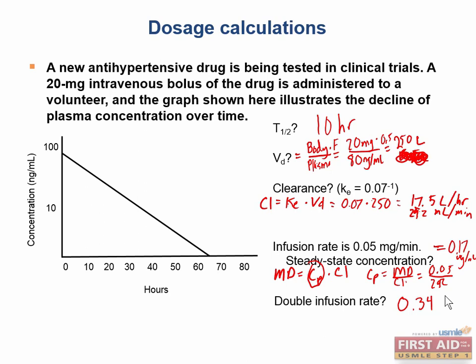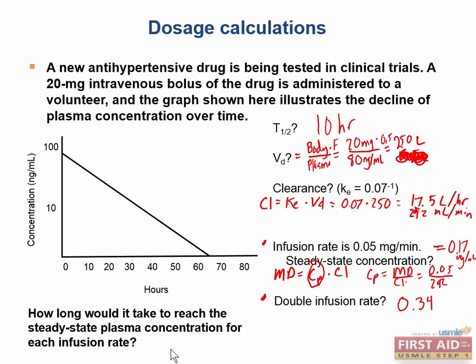How long would it take to reach the steady state plasma concentration for each infusion? Before we start writing out equations and making calculations, let's take a quick step back and think about this question. Both infusion rates are constant, even though one is twice as fast as the other. A drug infused at a constant rate usually takes 4 to 5 half-lives to reach its steady state. It doesn't matter how fast we're infusing, this is an important point to remember. It is going to be the same.